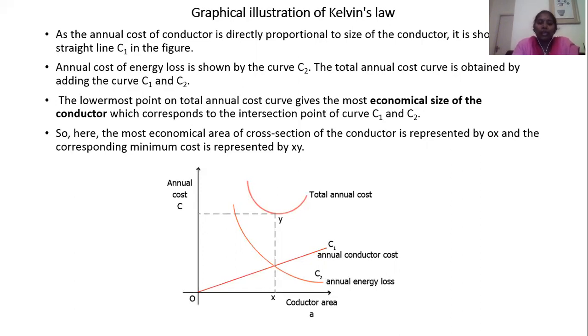Okay, so the area of cross section is given along the x-axis, that is OA. So OA represents the economical area of cross section of the conductor. And for this economical area of cross section, the minimum annual cost obtained will be given by the distance XY.